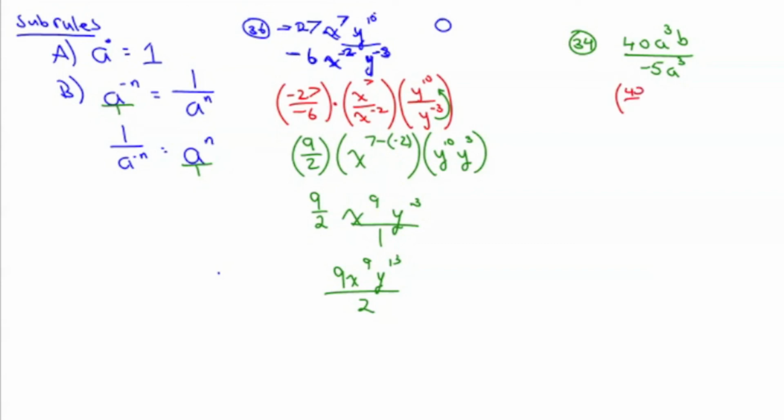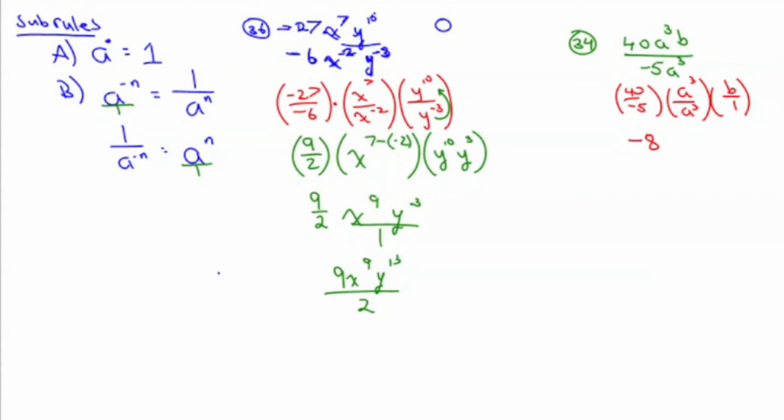Just real quick, just in case, I would write it this way to begin, just to keep it organized. How would you write the b in this fashion? B over 1, just to keep it as a fraction. Just in case you're left with a fraction at the end. 40 divided by negative 5. Negative 8. A cubed divided by a cubed. A to the 0. Which is also the same as 1.